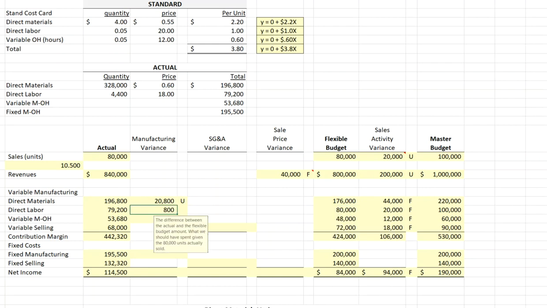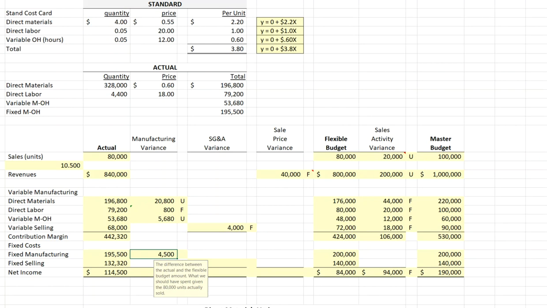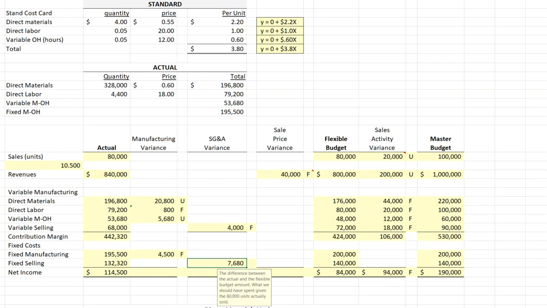Our direct labor variance is $800, and in this case it's a favorable variance because we spent $79,200. We would have expected to spend $80,000. We spent less than expected. The variable manufacturing overhead variance is unfavorable. The variable selling variance is favorable by $4,000. Our fixed manufacturing variance, $45,000, and we would say that it is favorable, again, because we spent less than we would have expected. The fixed selling budget is favorable as well.